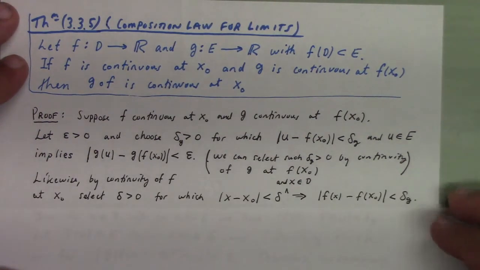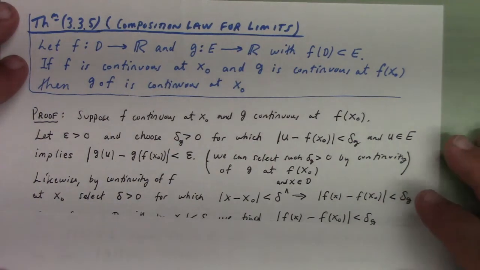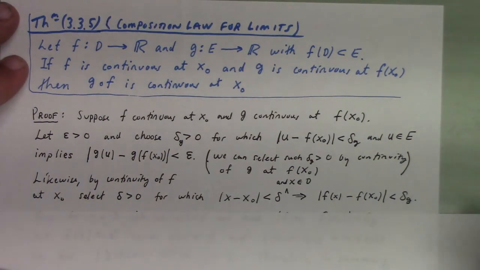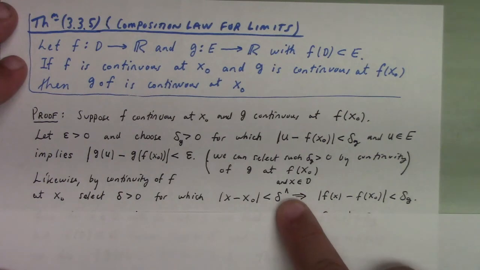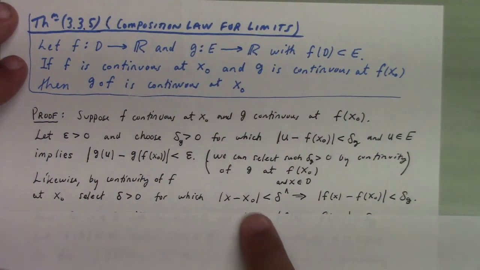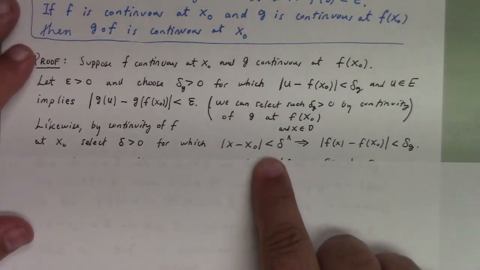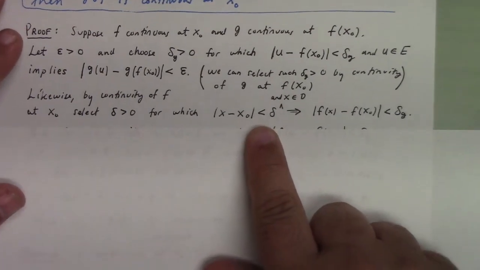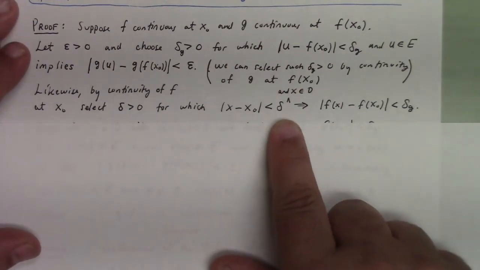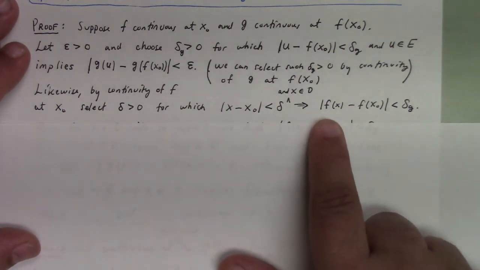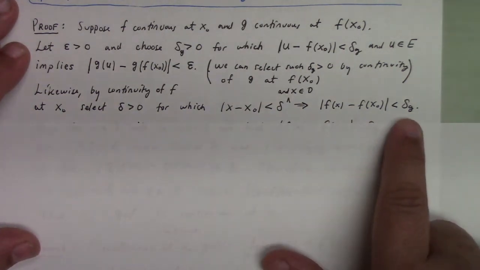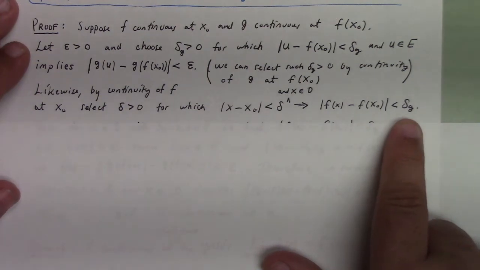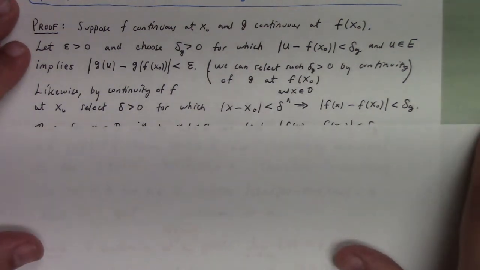Likewise, by continuity of f at x naught, we can select a delta greater than 0, such that if x is in D, I keep forgetting to say that, if x is in D and absolute value of x minus x naught is less than delta, that implies that the absolute value of f of x minus f of x naught is less than delta g. I can do that by the continuity of f, right, at x naught.